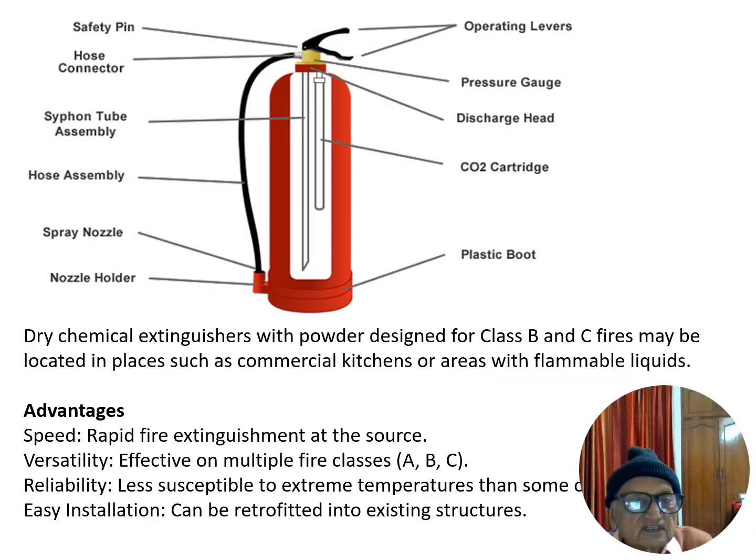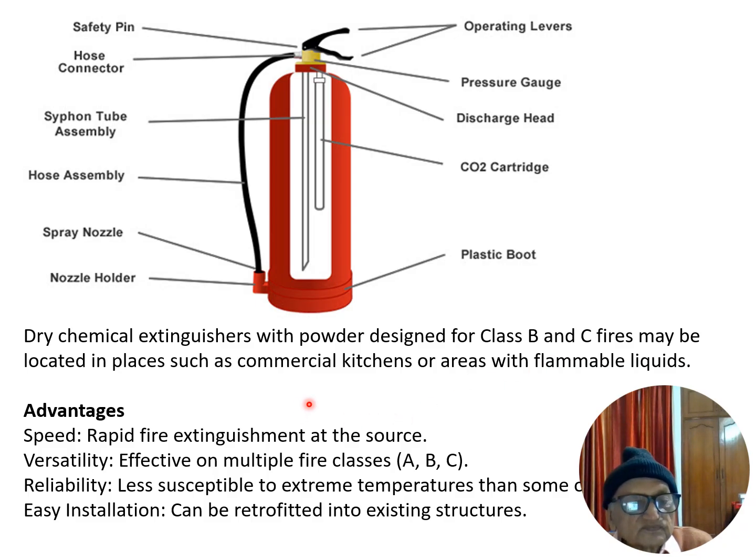Friends, in the previous slide, I told you about carbon dioxide systems working on cylinders, suitable for A, B, C category. But this particular diagram here is a dry chemical extinguisher with powder designed for class B and C fires and may be located in places such as commercial kitchens or areas with flammable liquids.